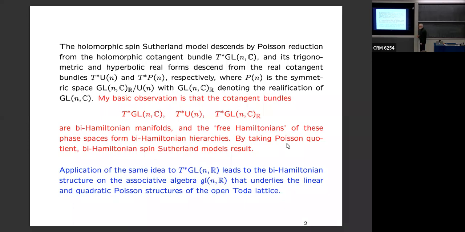It is also known that the holomorphic version of the spin Sutherland model comes by reduction from the cotangent bundle of GL(N,C), this complex Lie group. Then there are the trigonometric and hyperbolic real forms. The trigonometric one I already mentioned comes from the cotangent bundle of the U(N) group, a symmetric space with positive curvature. The hyperbolic one comes from the cotangent bundle of a symmetric space with negative curvature, the space of positive definite matrices. It is important that this symmetric space is itself a quotient space of GL(N,C) over U(N), where GL(N,C) you view as a real Lie group.